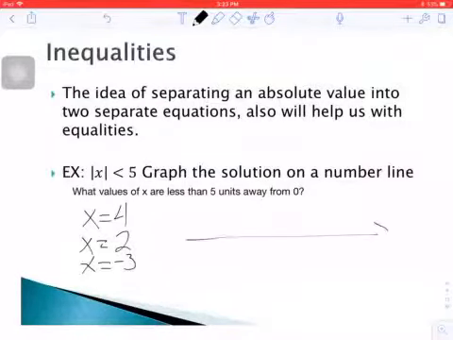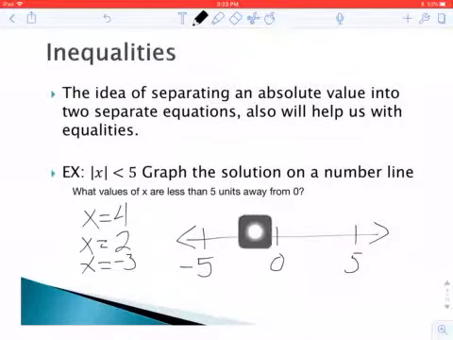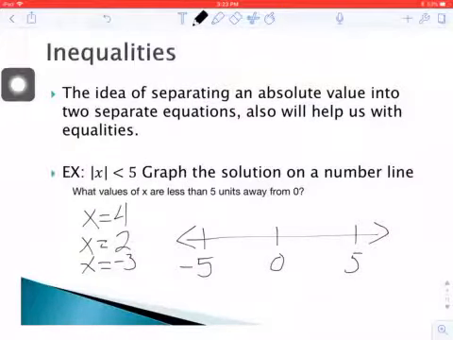And if we graph this on a number line, here's 0. 5 units away to the right puts us at positive 5. 5 units to the left puts us at negative 5. We're going to talk about all the numbers in between those two things. And remember, we're not including 5 and negative 5, but we can get really, really close. So you want to use those open circles to indicate that we don't actually include them, but we are getting butted up right against them. So we're going to be shading all the numbers between 5 and negative 5, but not including them.